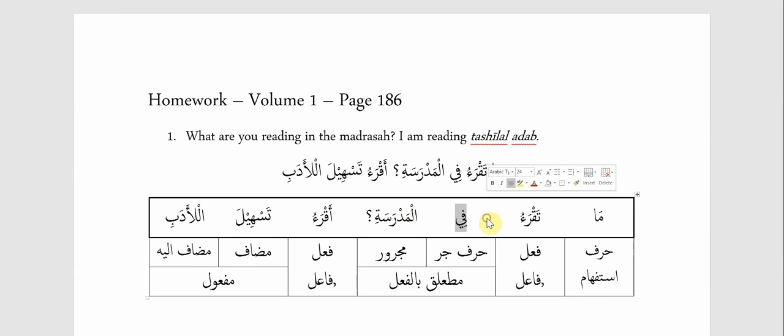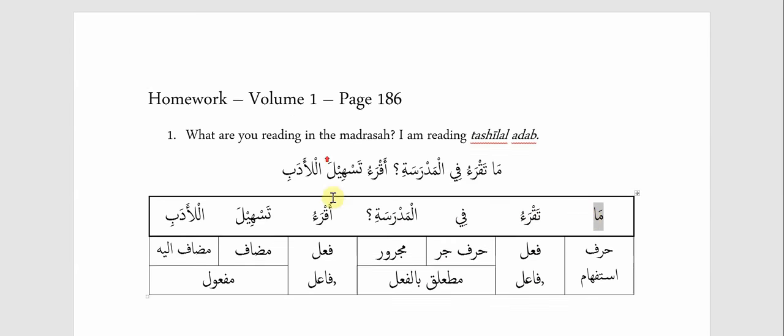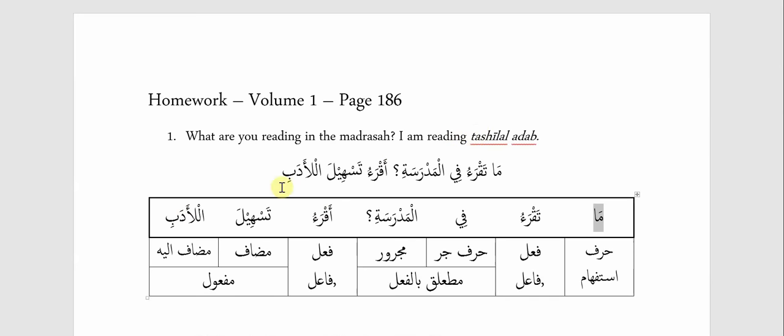Fi is going to be from your list of harf jar. بأتى كاف لام واو منذ مدخلها رب حاشم عدا في. And al-madrasati is going to be majroor. Together, these two will become muta'alliq bil fi'l, connected to your fi'l. Okay? Then you just throw in your question, your harf of istifham. Harf istifham. Your particle for questioning, and that's going to be ma. You can also use ماذا here, but ma is going to be used because it is more eloquent. ما تقرأ في المدرسة. The answer is, I am reading تسهيل الأدب.